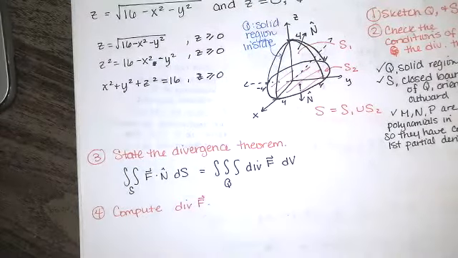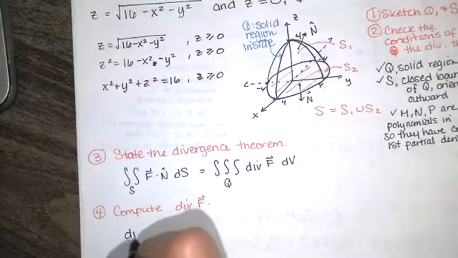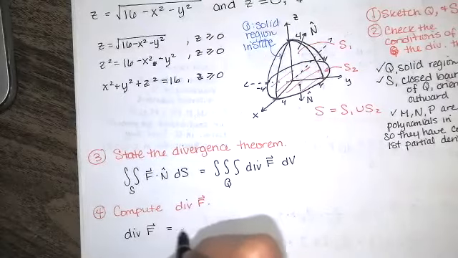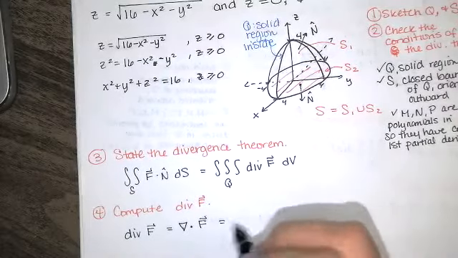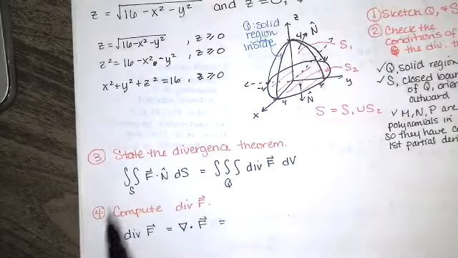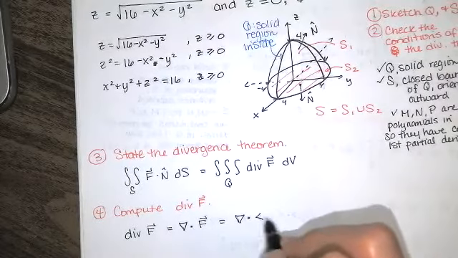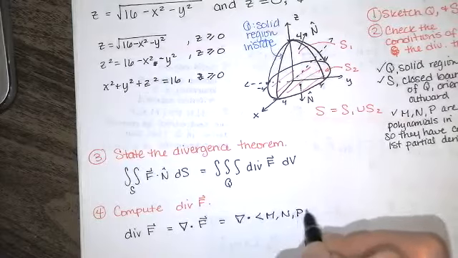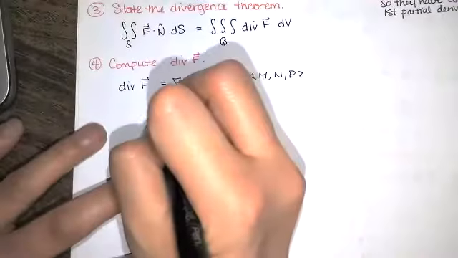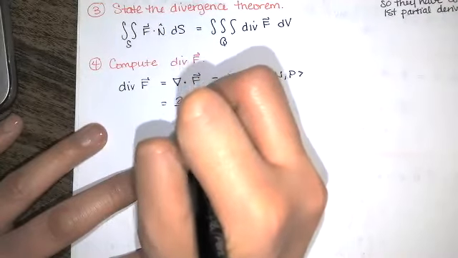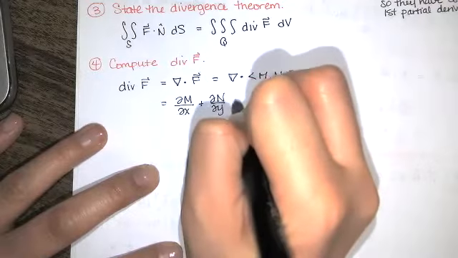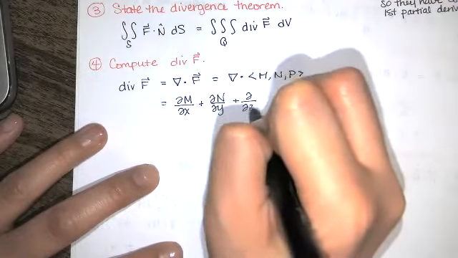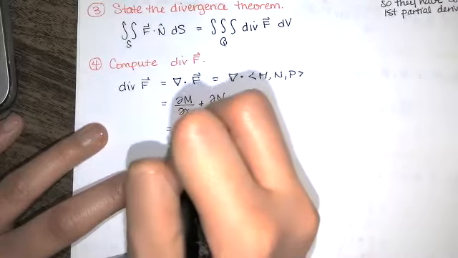Remember how the divergence works? You're just taking the del operator and dotting it with the field. So in general, this is just the del operator dotted with the field with components M, N, and P. So you take the partial of the first component with respect to X plus the partial of the second component with respect to Y, and then you add the partial of the third component with respect to Z.